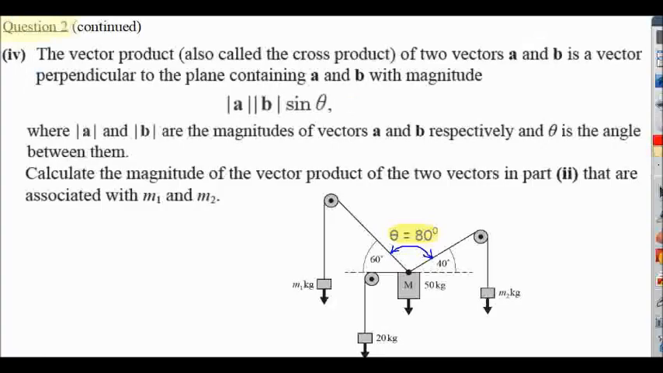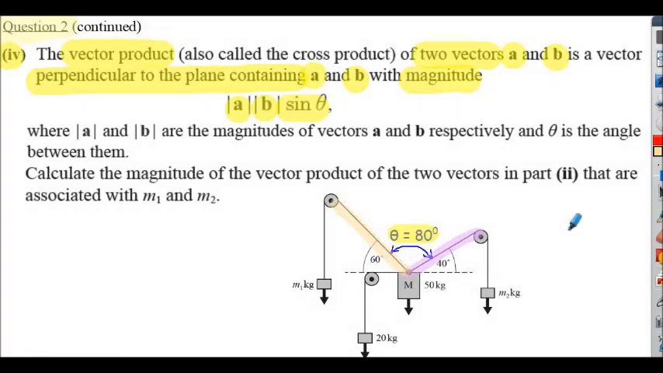Question 2, continued, part 4 here. We're informed that the vector product or cross product of 2 vectors, A and B, is a vector perpendicular to the plane containing A and B, having a magnitude equal to the magnitude of vector A multiplied by the magnitude of vector B, multiplied by the sine of the angle between the 2 vectors. In the diagram shown at the bottom here, the angle between our vectors, shown here and here, is 80 degrees. I'll show you the full work solution on the following slide.